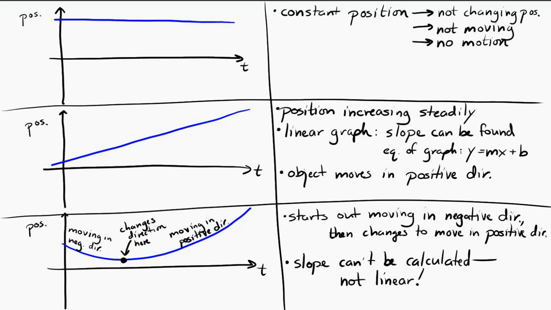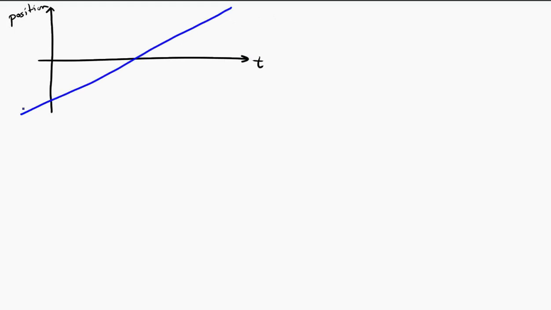Let's take a look at a graph that's a little like the second one. That is linear. A linear position versus time graph. And let's think a little bit about the slope. I said that you could calculate the slope for a type of graph like this. So let's think about that.